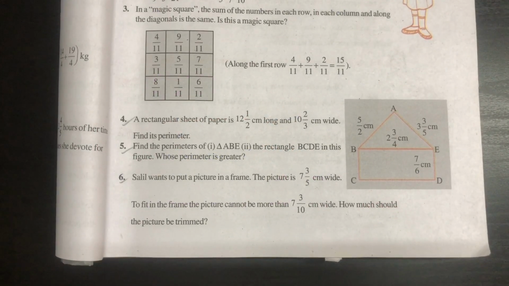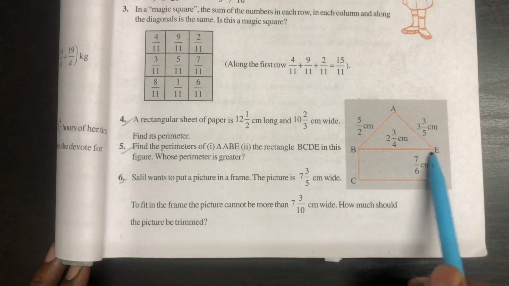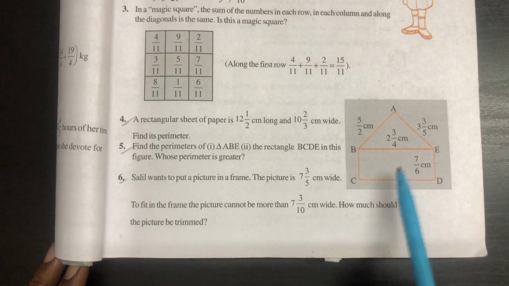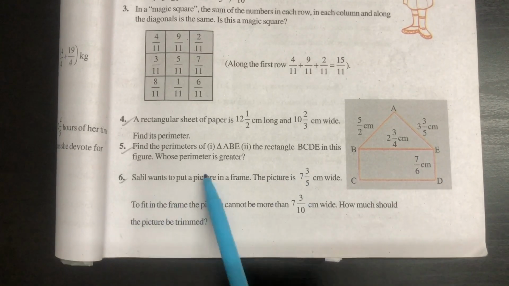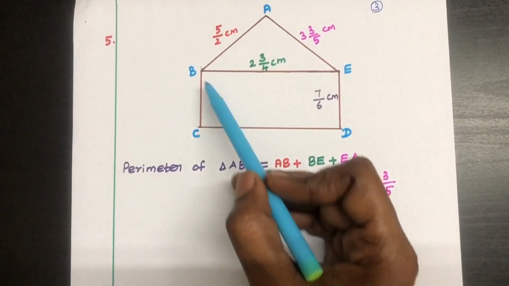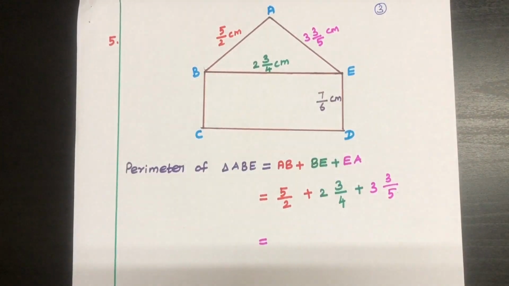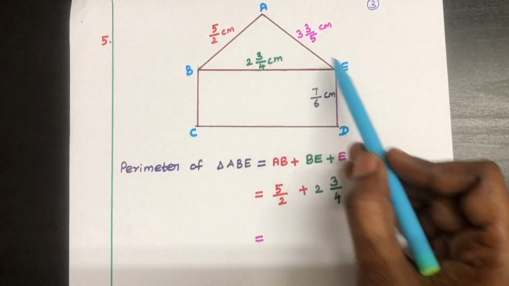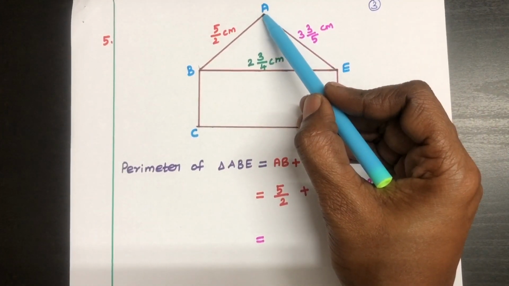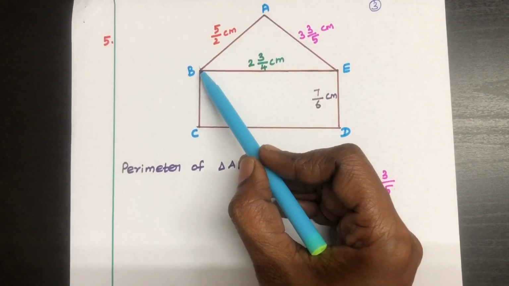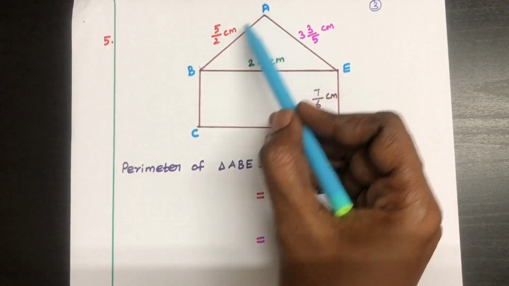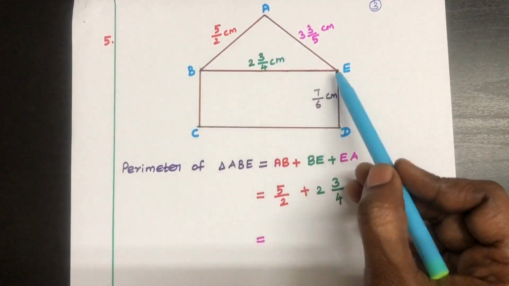Fifth question. Find the perimeter of triangle ABE and the rectangle BCDE in this figure. Whose perimeter is greater? See, we are going to find the perimeter of the triangle and the perimeter of the rectangle individually. First take this triangle alone. What is the perimeter? As I told you, if you start from A to B, B to E and E to A, if you cover all the distance, it is the perimeter. That means the full boundary.